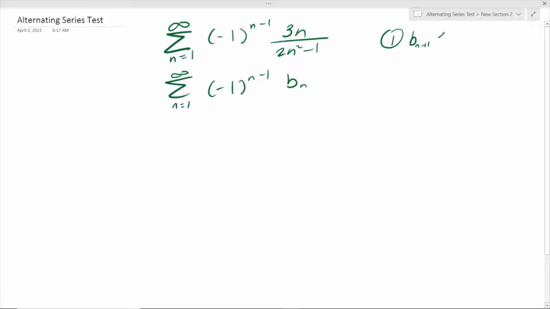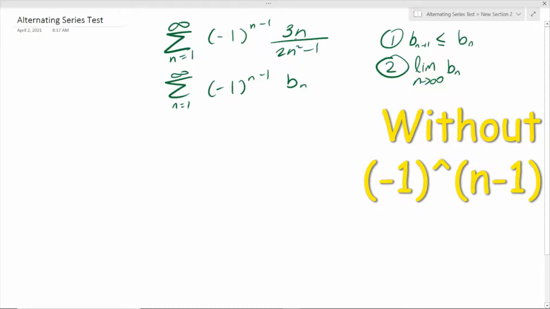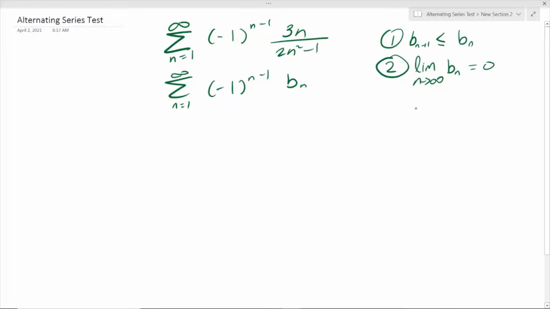So let's say we have this given series and we find that first, b(n+1) is less than or equal to bn. So basically the bn is decreasing eventually. Then that satisfies the first condition. And then we have the second condition, which is the limit as n approaches infinity of bn, so just this part, without the negative part, okay? And if this is equal to 0, then that satisfies the second condition.